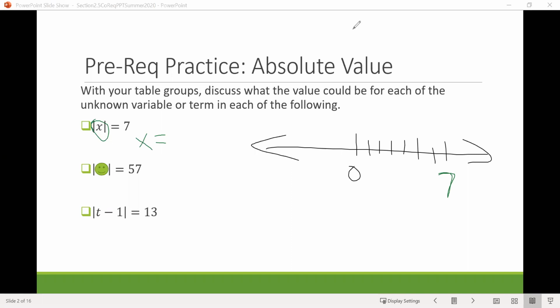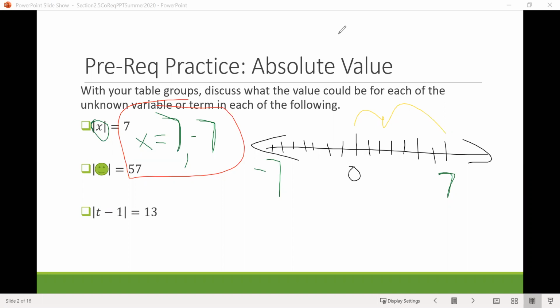Well, hopefully you can see from the picture I just drew here that 7 is 7 units from 0, right? So x here could be 7. But is that the only thing x could be? No, it couldn't, because it could also be something in the other direction. Okay, it could be -7. That is also 7 units from 0. So here we have x equals 7 and x equals -7. Those are the 2 possibilities for what x is there.